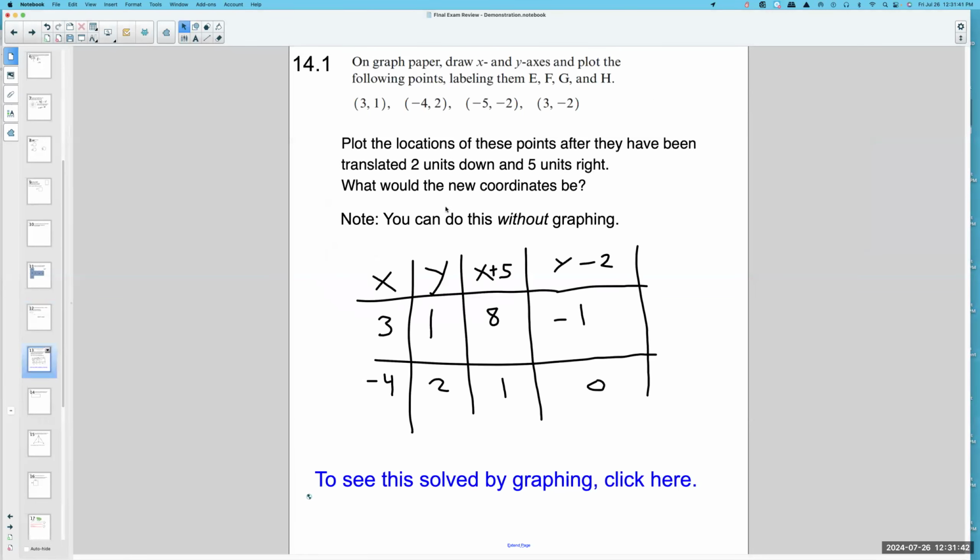Okay, this one takes some work, so I've already set it up here, but I'm going to explain it. On graph paper, draw the x and y axes and plot the following points, label them E, F, G, and H. Plot the locations of these points after they have been translated 2 units down and 5 units right. What would the new coordinates be? So we just went over this a couple lessons ago.